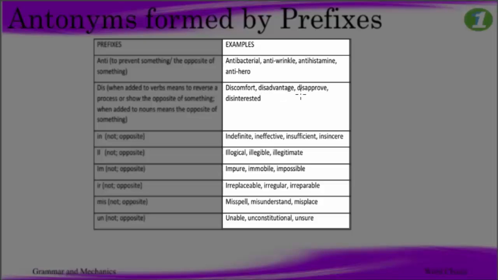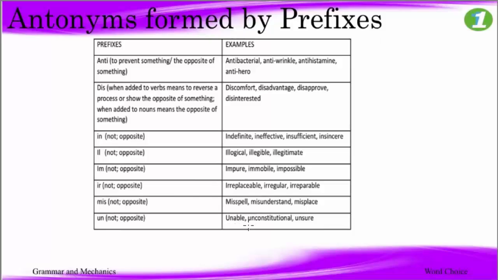Discomfort, disadvantage, disapprove, disinterested. Notice that when dis is added, the words comfort, advantage, approve, interested already exist. All of these: definite, effective, sufficient, sincere, we put the prefix in and we get the opposite of these words. Logical, legible, legitimate, all of them. You go through each of these and you will see that these are words that already exist. We add the prefixes and we get the opposite of what they meant initially.